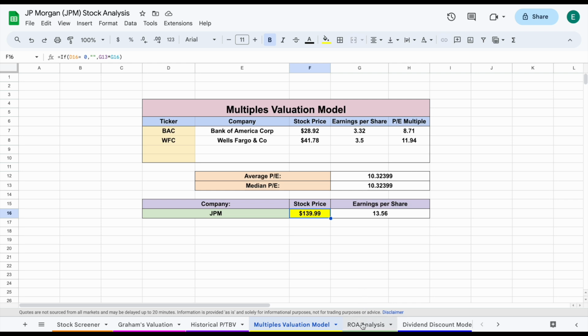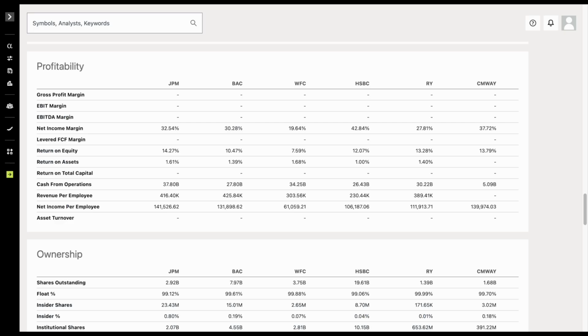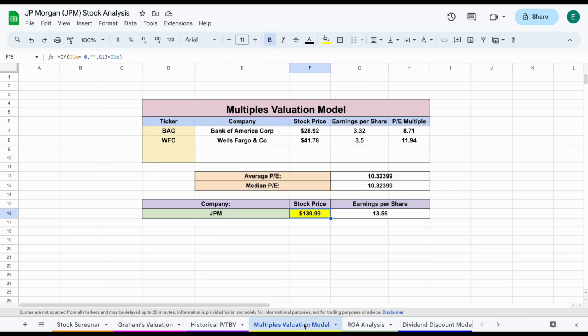Now, typically, when I value a bank stock, whenever I do a multiples valuation, I always look at the ROA as well, because sometimes if a bank is trading at a higher valuation and has a higher ROA, I think you could argue that maybe that higher valuation is justified. But instead of plugging it into my spreadsheet, I actually wanted to jump over to Seeking Alpha for this. We can look at a few different banks, and you can see that return on assets for JP Morgan is sitting at 1.61%, while Bank of America is around 1.39%. WFC, Wells Fargo, is pretty close at 1.68%, but these other banks are again lower than JP Morgan. So I think some people would argue that the higher price to earnings for JP Morgan could be justified.